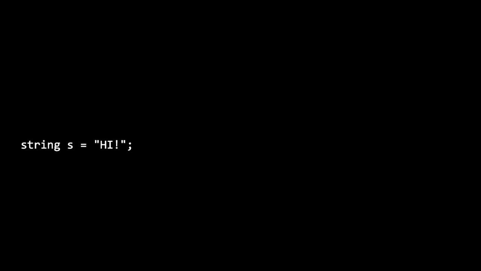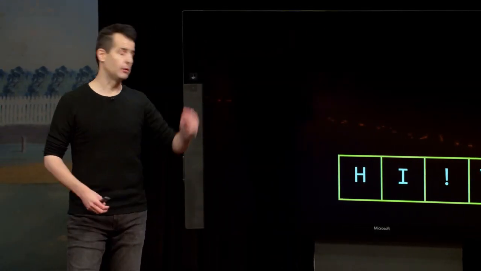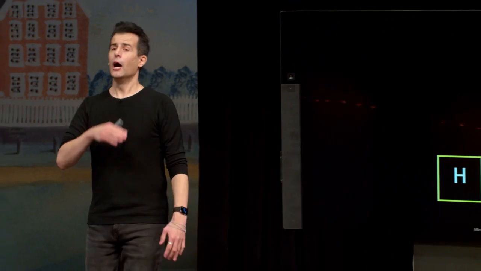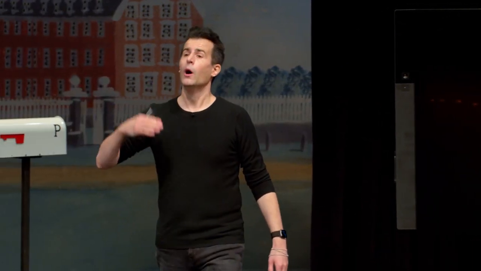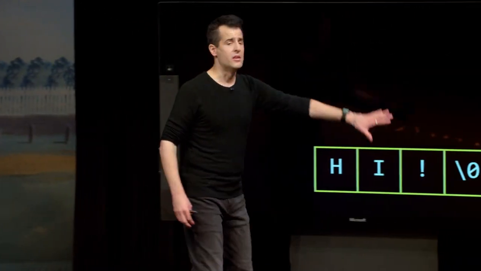String s equals quote unquote "HI!", in all caps with an exclamation point. So that may very well be a line of code that we've seen thus far. What's actually going on inside of the computer's memory? Well, let me propose that when you type in quote unquote "HI!" in a computer, it ends up somewhere in your computer's memory. So HI exclamation point plus, per 2 weeks ago, a \0, which is how a computer represents the end of that string.